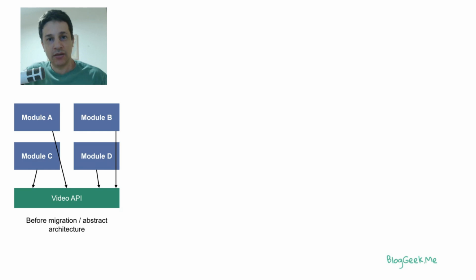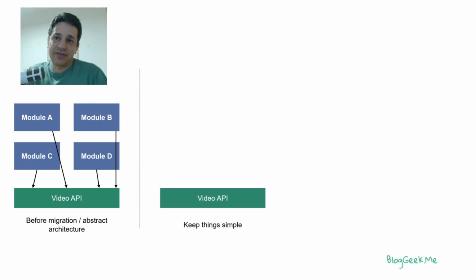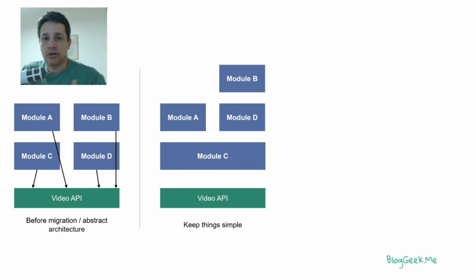Time goes by. You want to migrate to another vendor. You want to have the ability to migrate, to use your stuff or just put things in order. And you go to this kind of solution. You are trying to keep things simple, which means that now I'm going to pick one of the modules that I have. Let's say this is going to be module C. I'm going to call the video API only from module C.